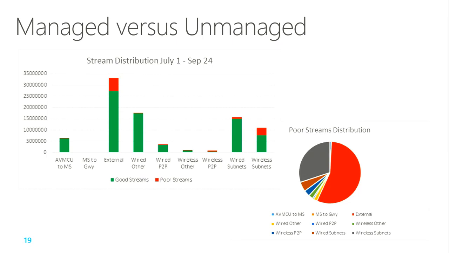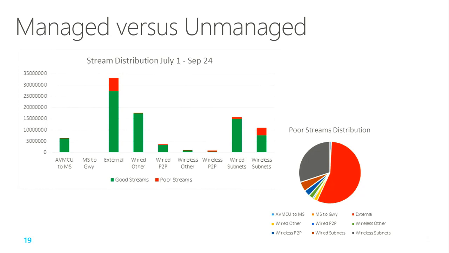The MS to gateway stream here, why is it not existing? Jürgen? Yeah? Good job. Okay. Very good. So the answer was it's media bypass. So inside Microsoft, we use media bypass. So we talk directly to the PSTN gateway, and that's why the streams are not showing up.